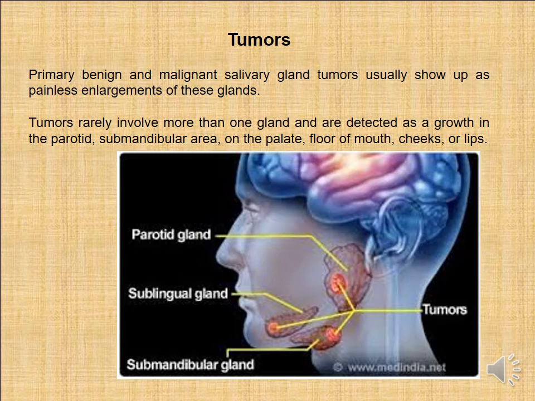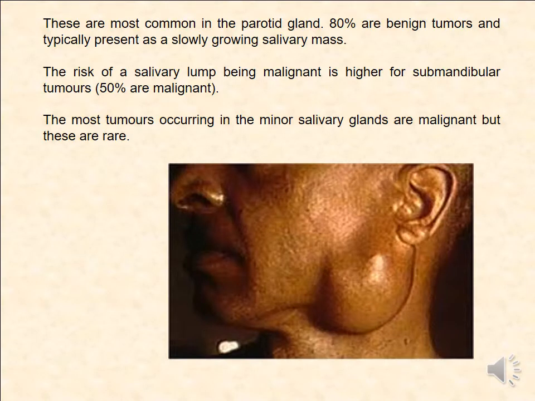In fact, the tumor is unilateral, not bilateral, not multi-gland, and occurs in major and minor salivary glands. These are most common in the parotid gland. About 80% are benign tumors and typically present as a slow-growing salivary mass. In fact, most cases are benign and slow-growing, not rapidly growing, and need years to enlarge. About 80% of the tumors are benign.